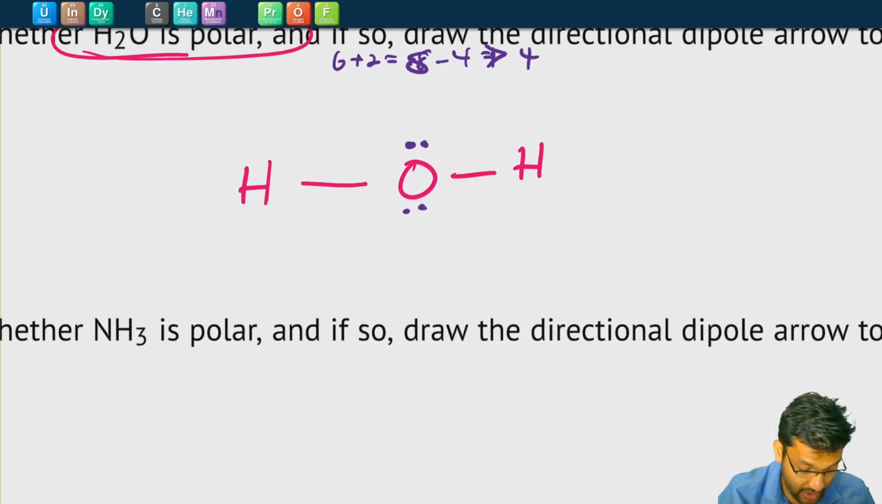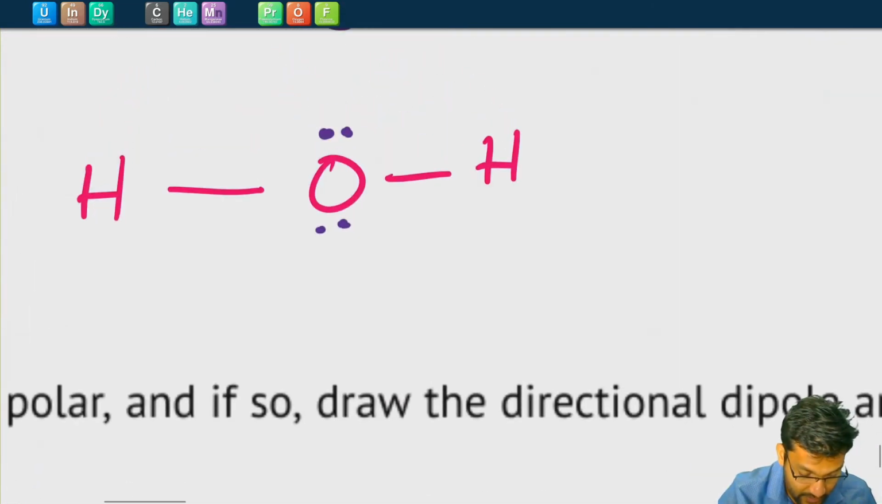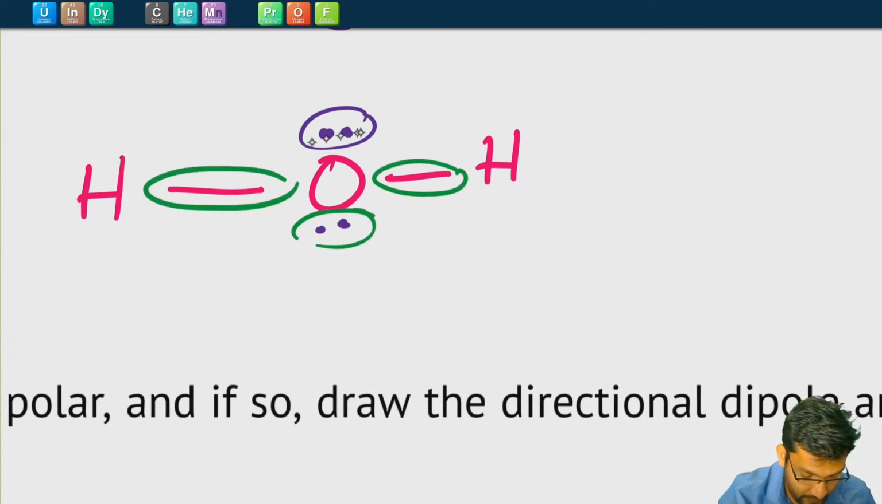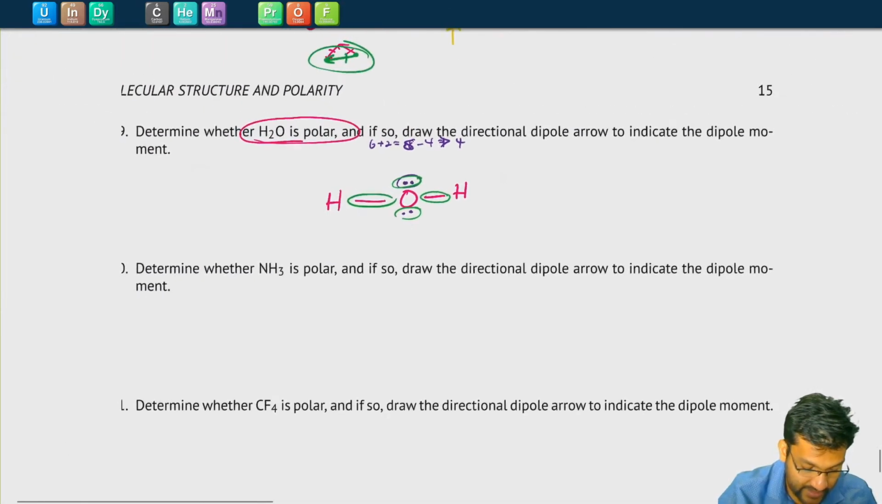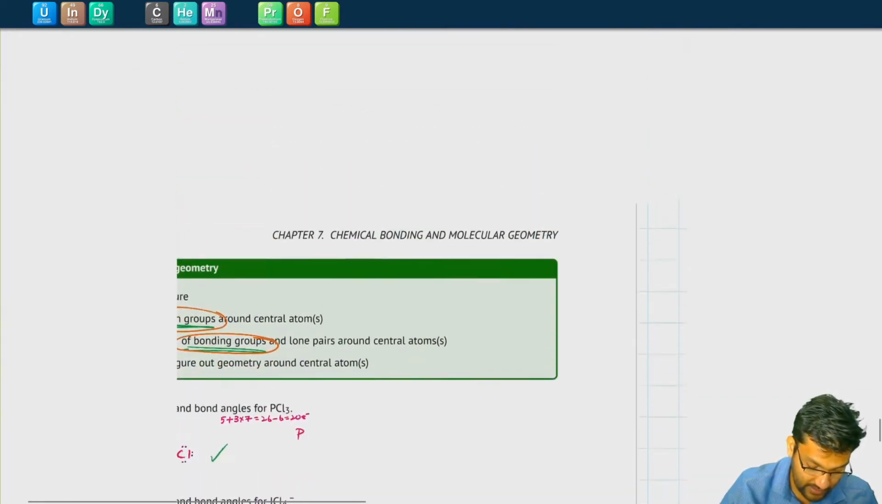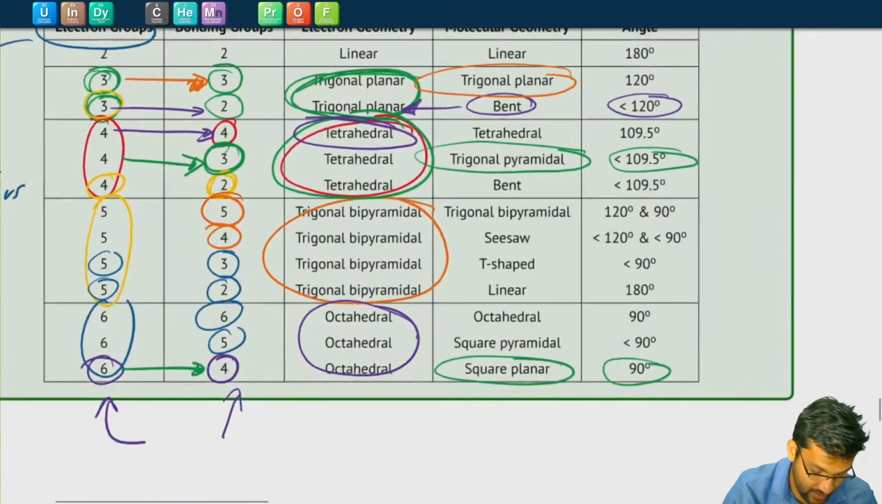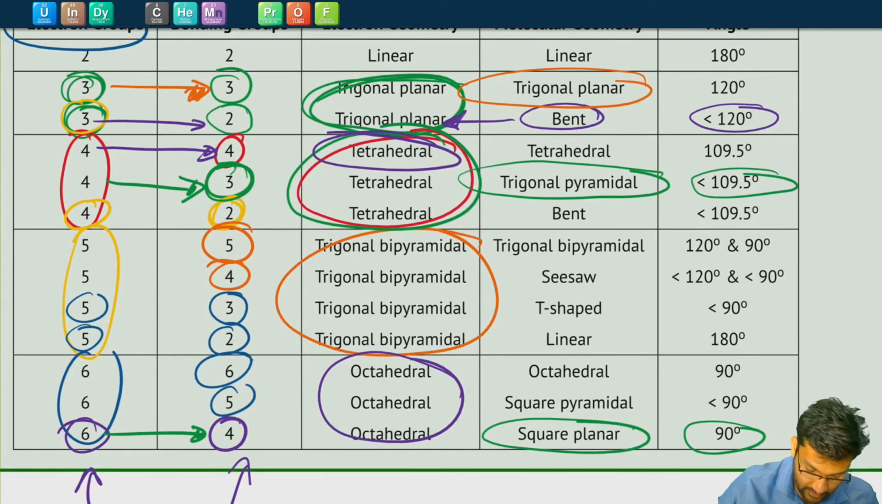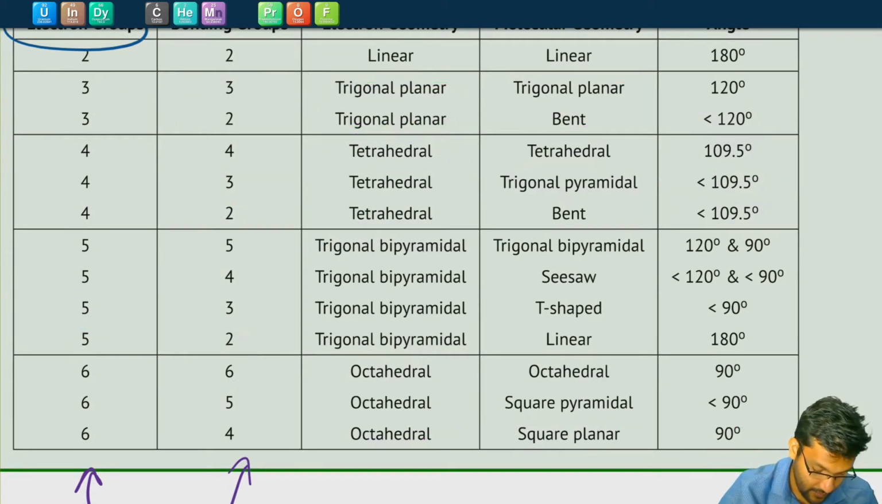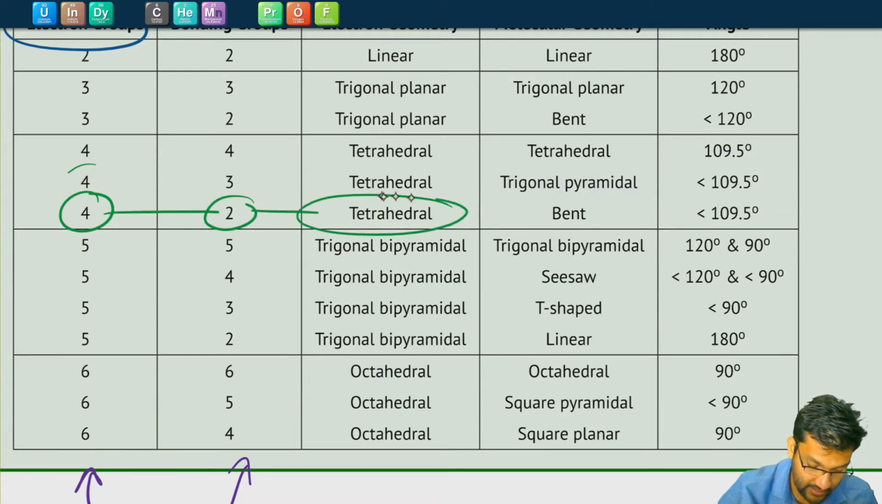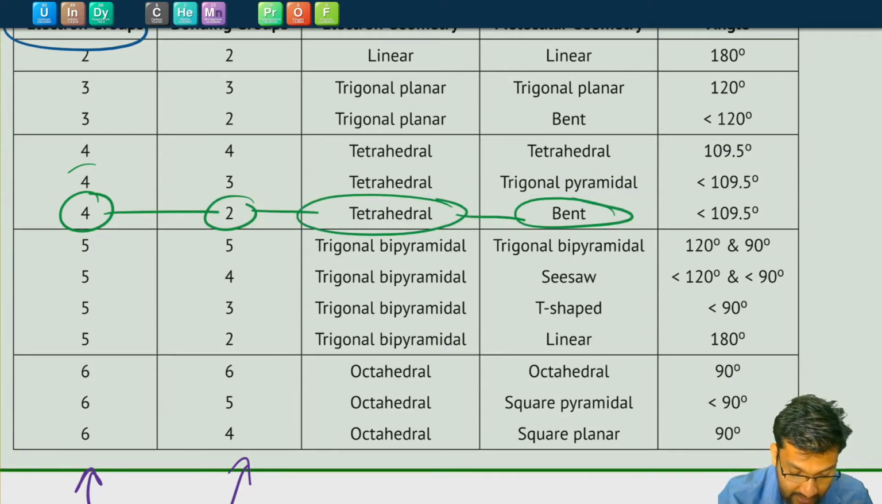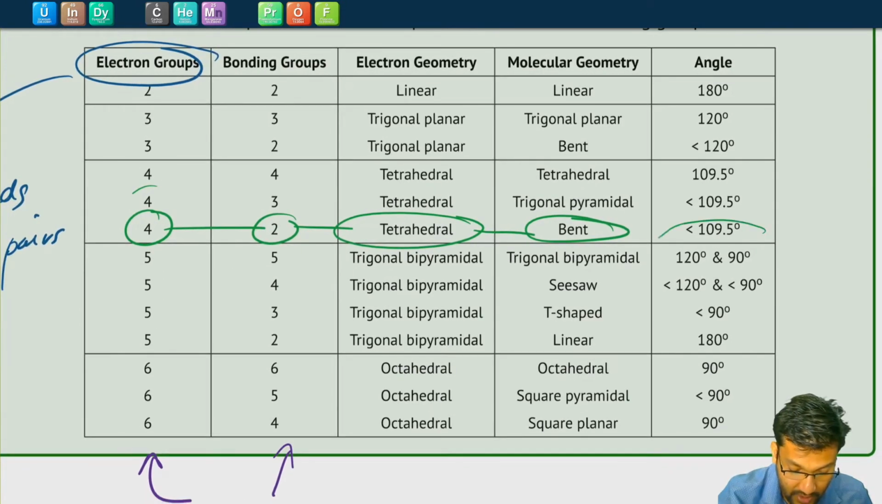Now we need to figure out the geometry here. Is it in a straight line? Is it bent? What's going on? Let's count the electron groups around the oxygen. There's 1, 2, 3, 4, right? 4 electron groups and 2 of them are bonds. So let's go all the way up here, and since this has gotten so confusing, I'll erase a lot of this. 4 electron groups, 2 of them are bonds, which means that while the electrons are tetrahedral, the geometry is bent with less than 109.5 degrees.